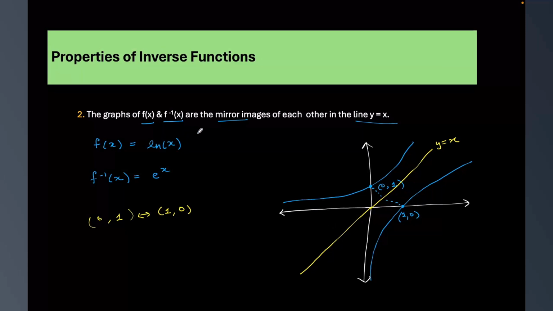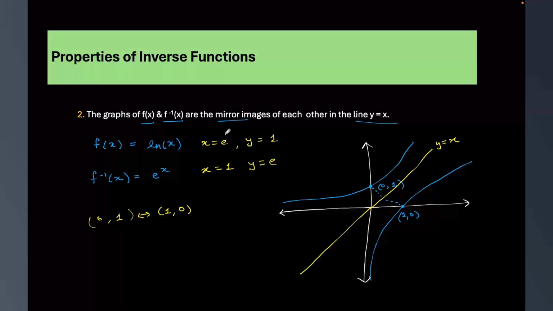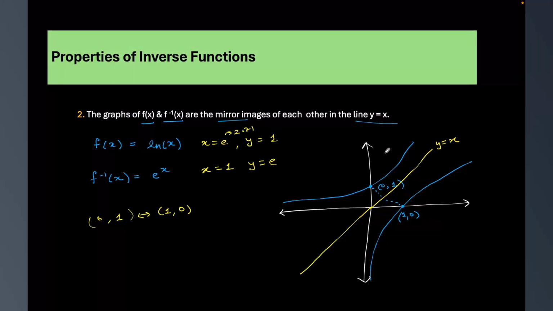I mean, you can put x is equal to e, so y will be 1. I'm sorry, if x is equal to e, ln would be, yeah. So here, if x is equal to 1, y would be e. Perfect, right? That's how it works. And e is roughly 2.71.